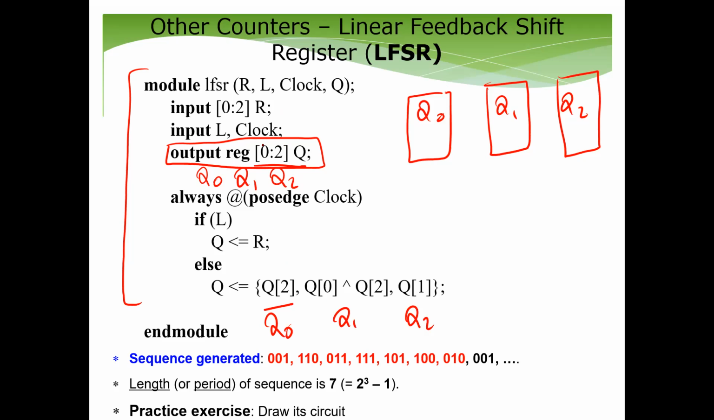ليش؟ لأنه الامبلمنتيشن أو التعريف الريك كان from 0 to 2, meaning it's Q0, Q1, Q2. Alright? So the first value here is going to be Q0.